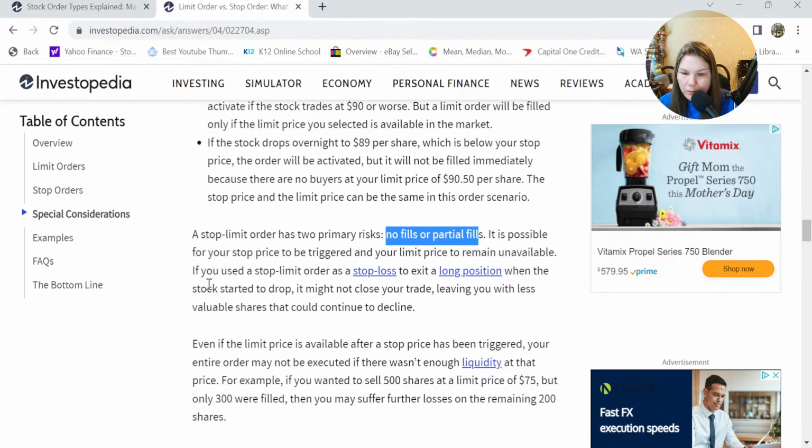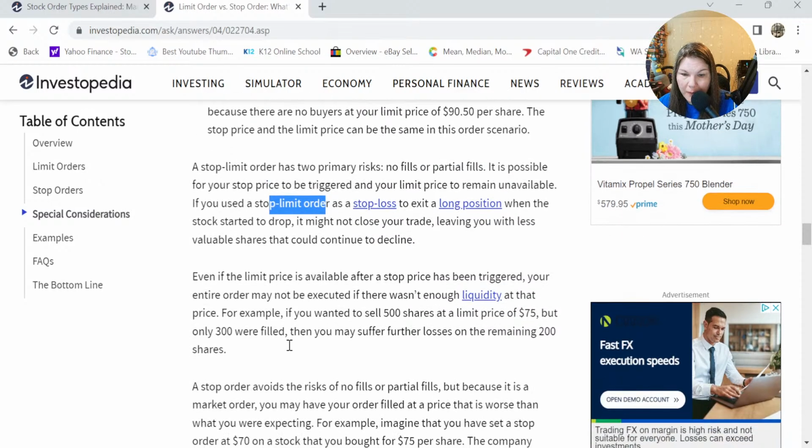If you used a stop limit order as a stop loss to exit a long position when the stock started to drop, it might not close your trade, leaving you with less valuable shares that could continue to decline. So if you used a stop limit order, is what they're saying. Remember the limit part, guys? The limit might not get filled. So if you use that to get out of a position so you don't lose all your money, you might still lose all your money. That's what they're telling you.